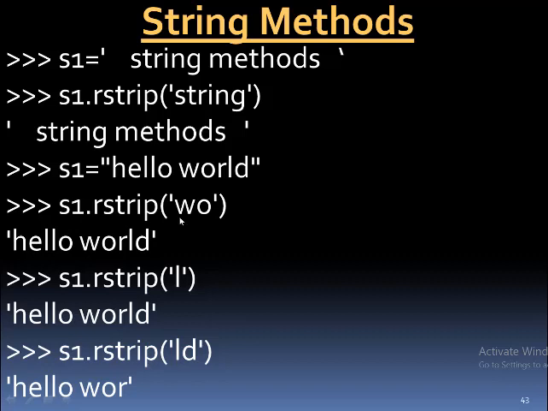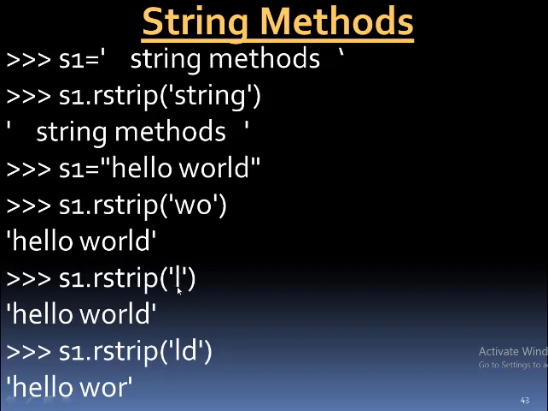Now if s1 is equal to hello world, and you write s1.rstrip WO, again WO or only W, only O, or OW, if any of these four appear on the right hand side of the string, then only it will be removed. But here it is LD, so nothing will be removed and the whole string as it is will be returned. So this will be the answer.